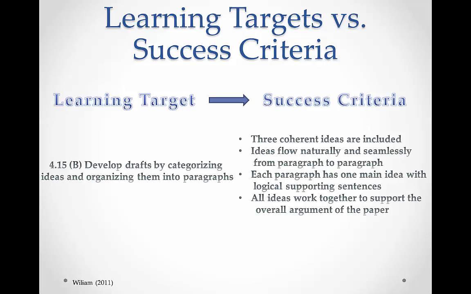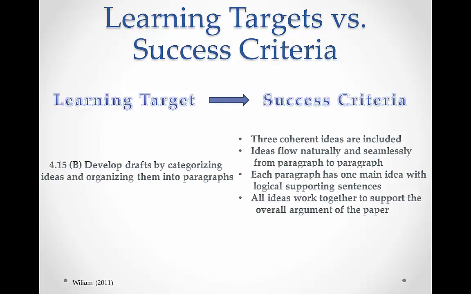Now, students see that to categorize ideas into paragraphs, they must be able to choose 3 ideas that are related, to organize the paragraphs so they flow from one paragraph to the next, to maintain only one main idea within each paragraph, and ensure that all ideas work together to support one overall argument of the paper. These success criteria could be even further minimized into more focused criteria if necessary.